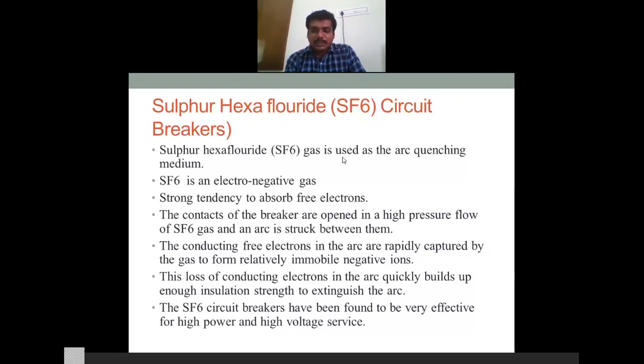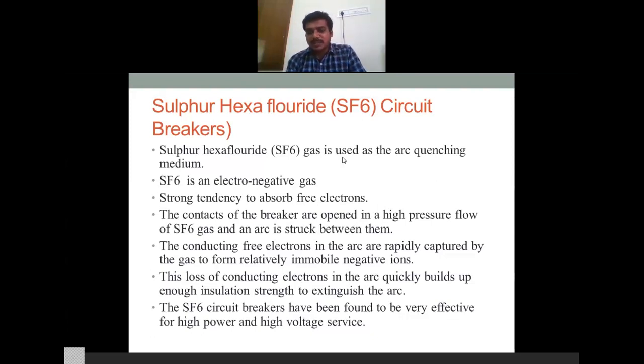In this SF6 circuit breaker, we will be using SF6 gas as a medium between the contacts for deionizing the particles which are present between the contacts. So before we go into the operation and the working principle of the SF6 circuit breaker, let me see what the properties of this SF6 gas are.